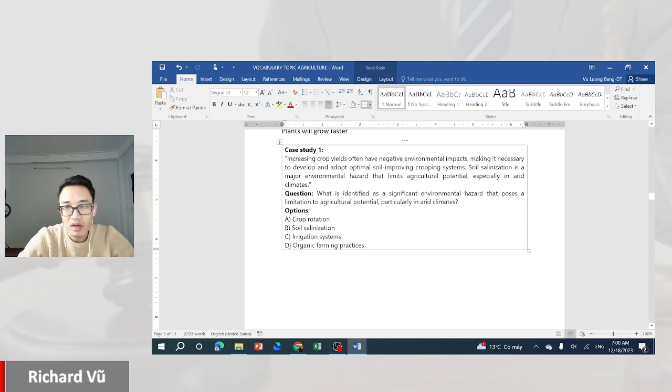We have a keyword here, soil salinization. It's quite obvious in this sentence: soil salinization is a major environmental hazard that limits agricultural potential. So we have a question here. Focus on what is identified as a significant environmental hazard that poses a limitation to agricultural potential.